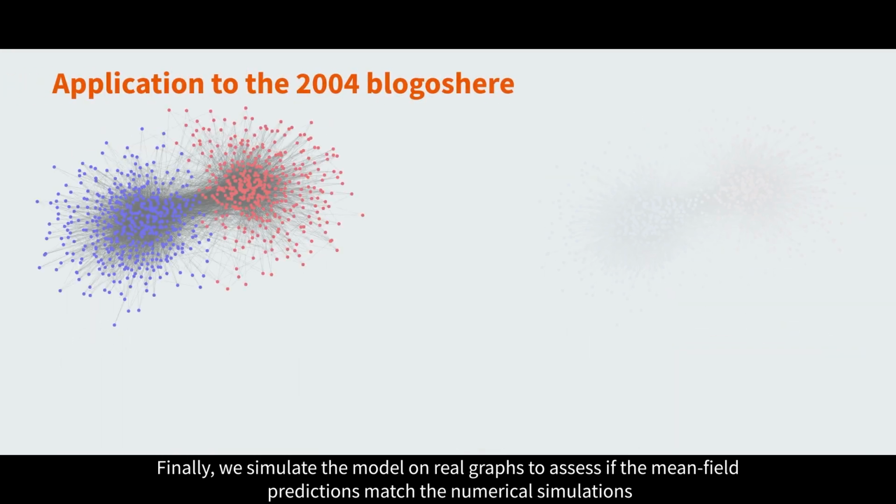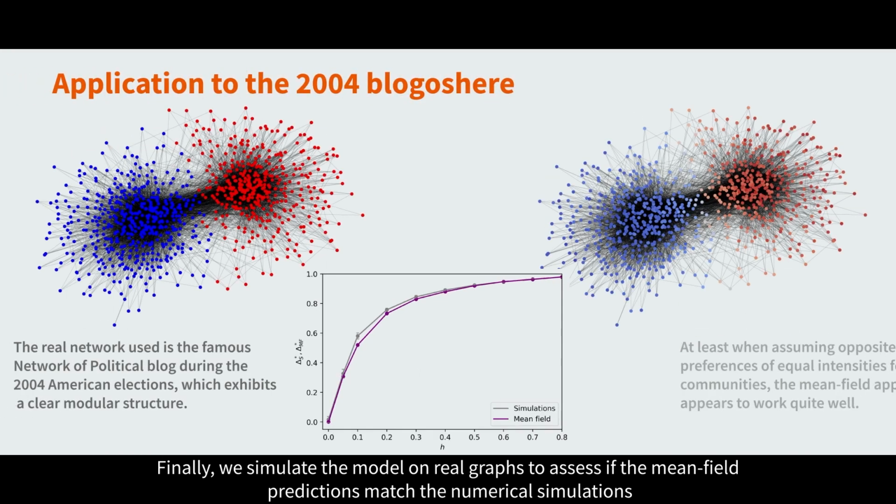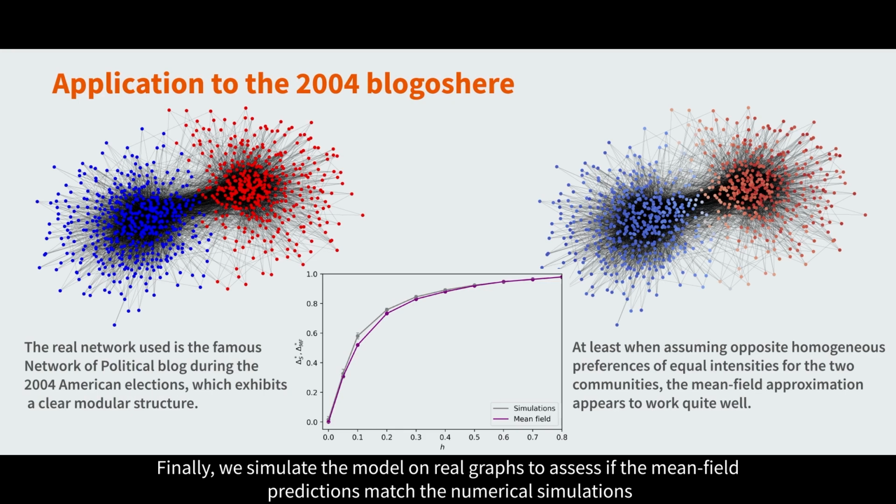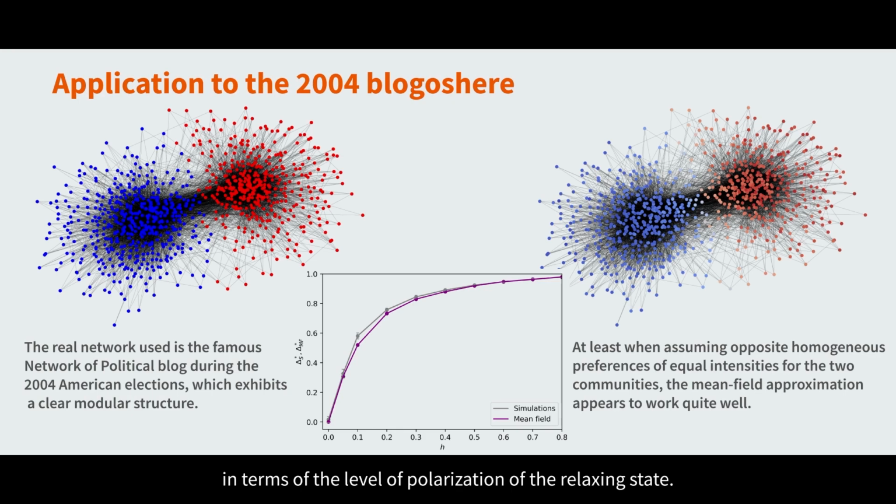Finally, we simulate the model on real graphs to assess if the mean field predictions match the numerical simulations in terms of the level of polarization of the relaxing state.